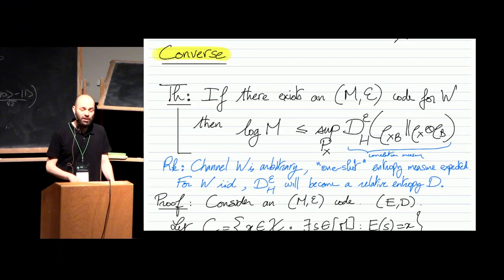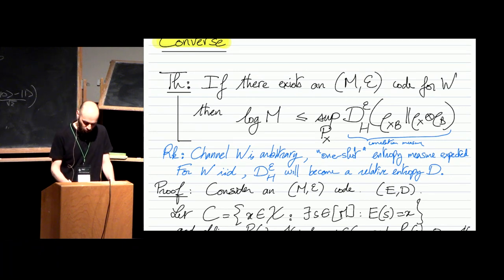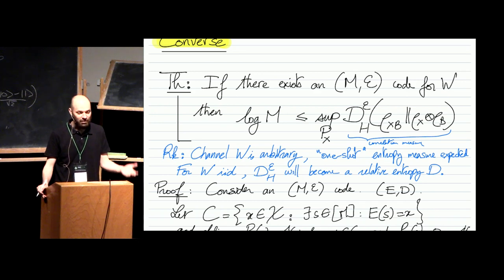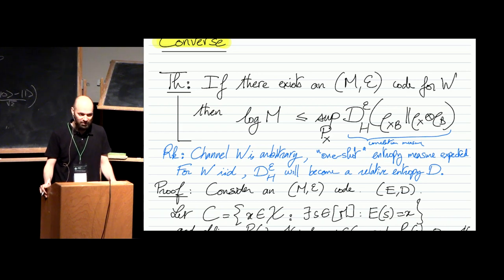So we'll start with the converse, right? Remember, the converse means that if there is an M epsilon code for a channel W, then the number of messages, or the number of bits that this code can encode, is upper bounded by some quantity. This quantity will depend on how well I can make the type 2 error for distinguishing between the two states rho XB and rho X tensor rho B.